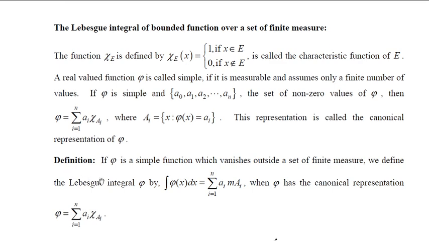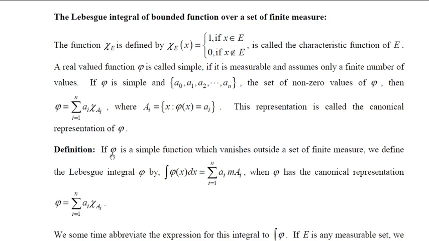Now, definition: if phi is a simple function which vanishes outside a set of finite measure, so this can take only finite measure, it will become 0 outside a set of finite measure. So we define the Lebesgue integral of phi, integral phi of x dx, as the summation i from 1 to n of a_i times the measure of E_i, where phi has the canonical representation of this form.